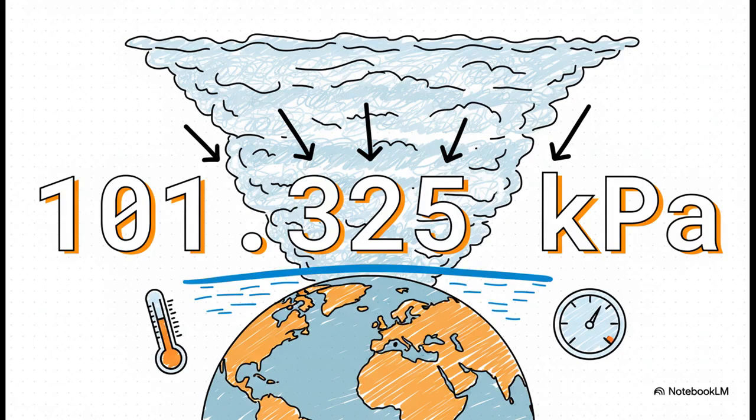Now, here's a number you should probably tuck away in your brain. 101.325 kilopascals. What is that? Well, that's the standard pressure of our atmosphere at sea level. It is literally the weight of the entire column of air stretching from your head all the way to space, pressing down on you. We use it as a reference point all the time.